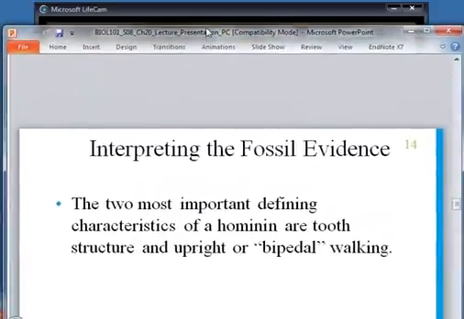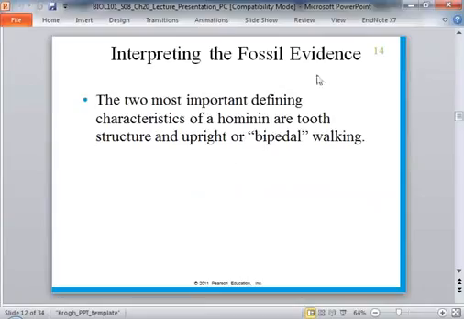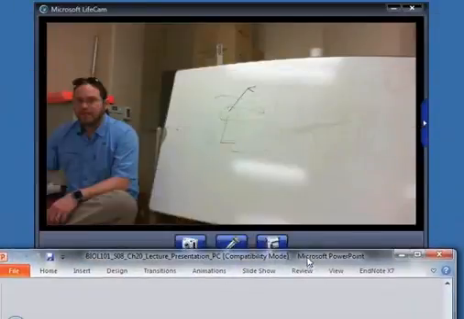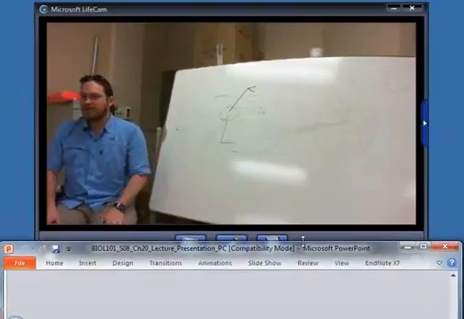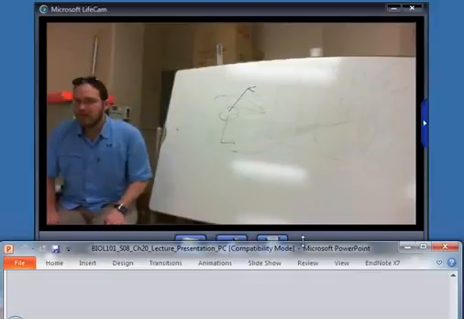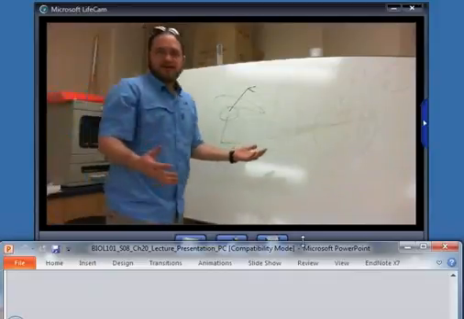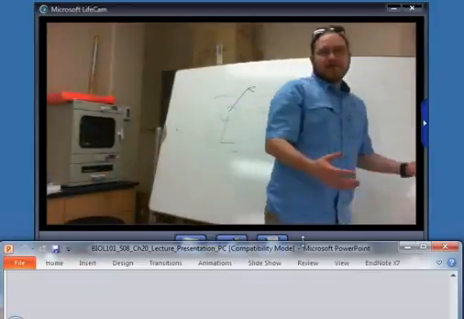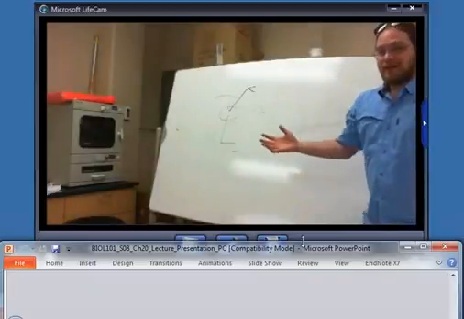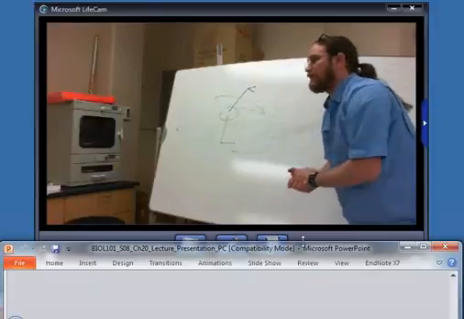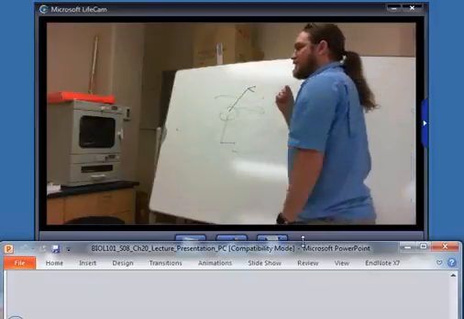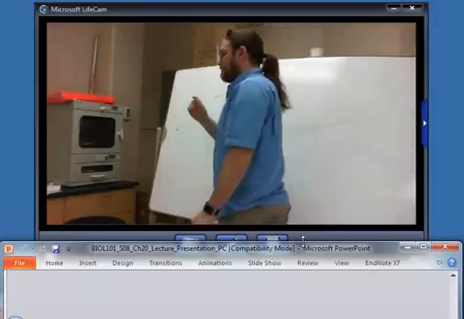But what's probably more interesting and important is bipedal, or upright walking. How many mammals can you think of that walk upright like us, that walk like this? Not many. Most mammals are running around on four legs. And this is going to be key to human evolution.